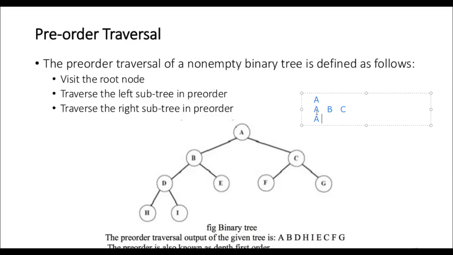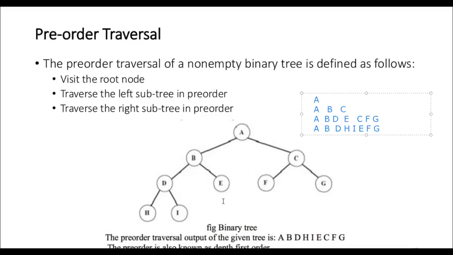Now let's go for B. Which one is the left child of B? D. And which one is the right child of B? Is E. So we're done with B as well. Then go for C. So again, the root node, the left child and the right child. So we are done. Again, let's go. A, B is already done. Okay, D has a left child, that is H, and the right child, that is I. E is already done. It doesn't have any child. F is already done. G is already done.